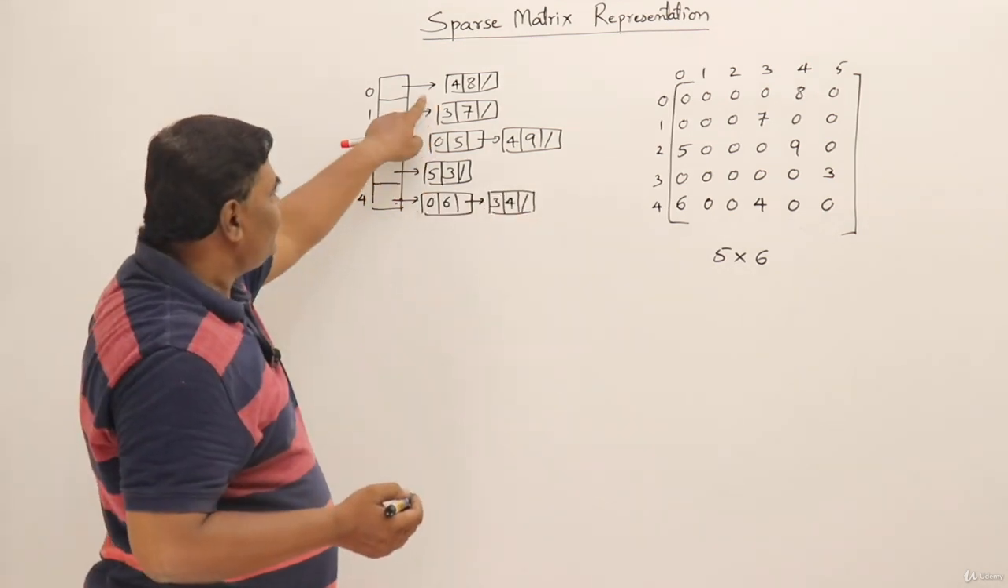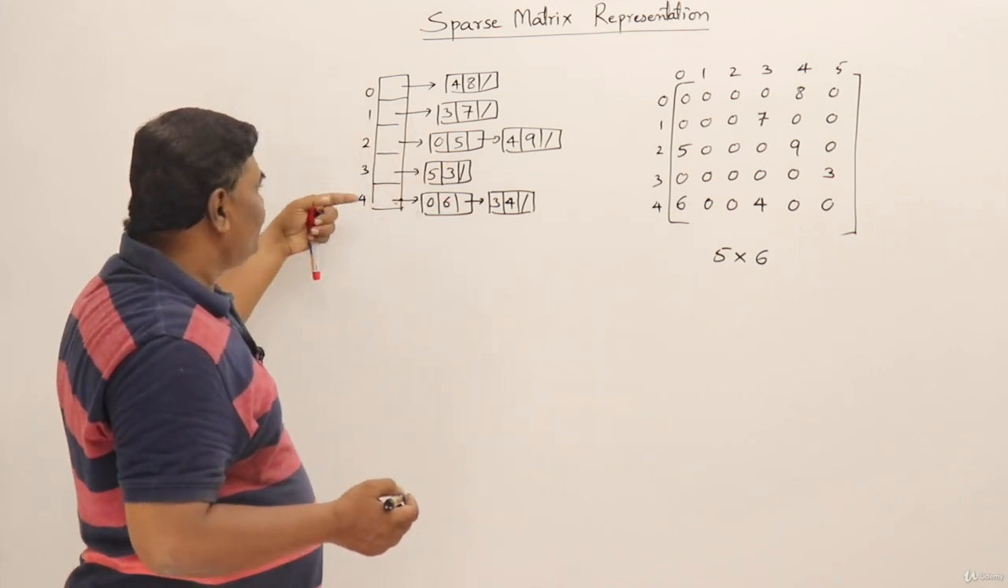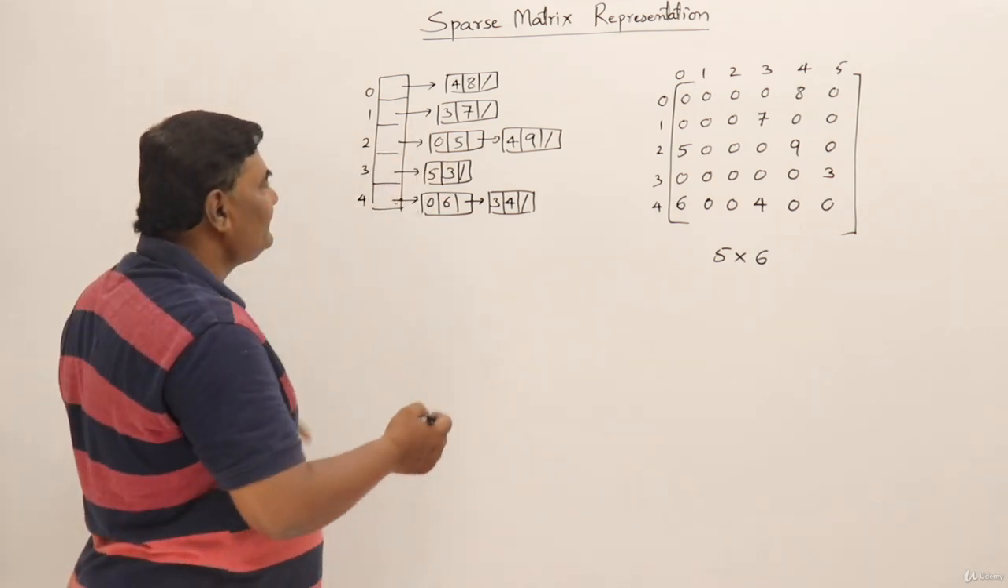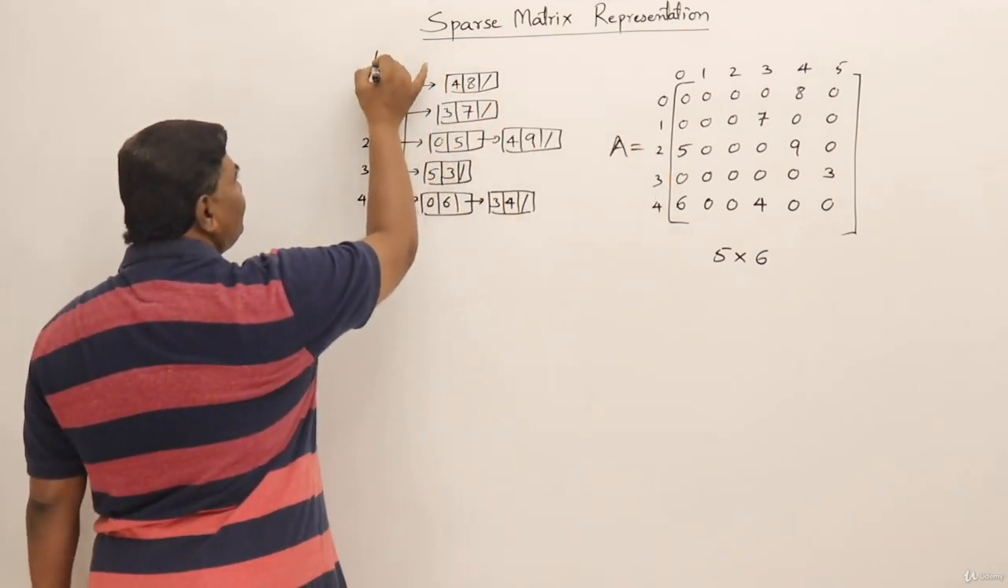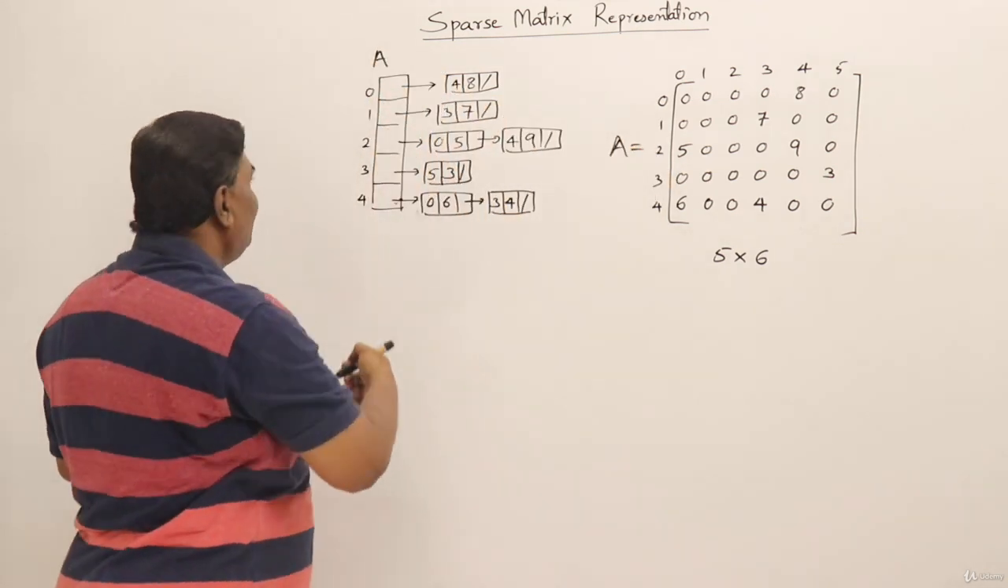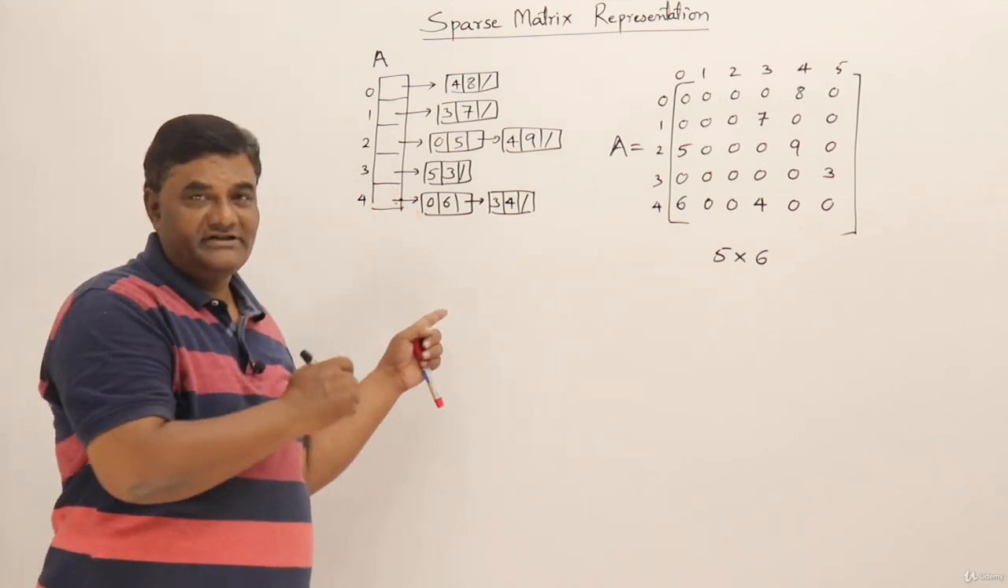So this is the structure. This is a linked list, this is another linked list, this is another linked list. So all these are linked lists. So it's an array of linked lists, and if the name of this array is A, then we can call it A is an array of linked lists. Now how can we form this structure?